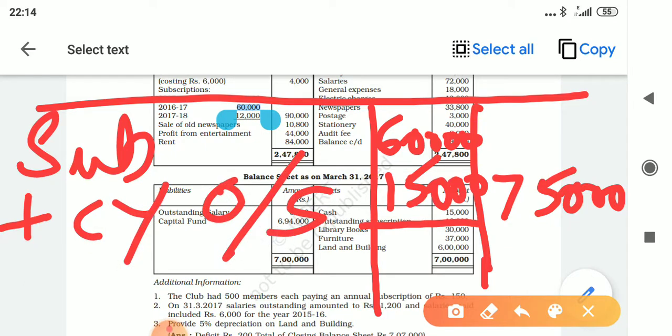Now I am using the short form, subscription CYOS. You are not supposed to use it. You have to write in full: subscription, then you have to write outstanding for 2017. You can write like that.